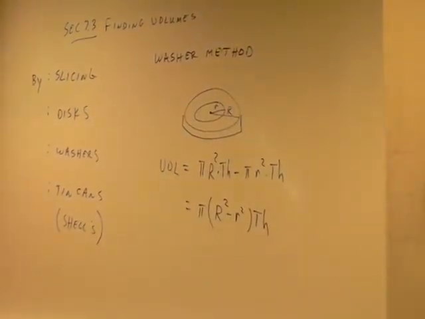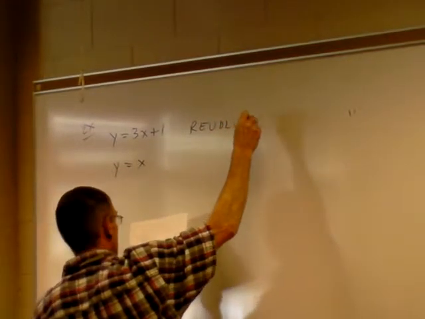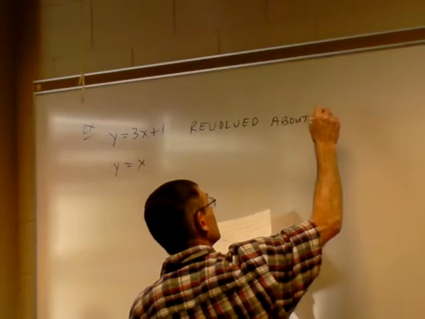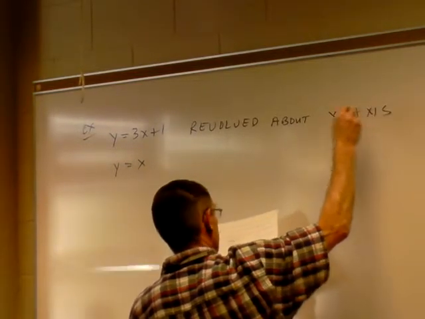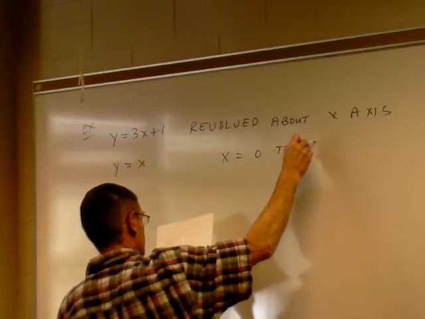All right, so let's try an example. We'll create the model with a couple math formulas. y equals 3x plus 1. y equals x. Revolved about the x-axis. x equals 0 to 2.